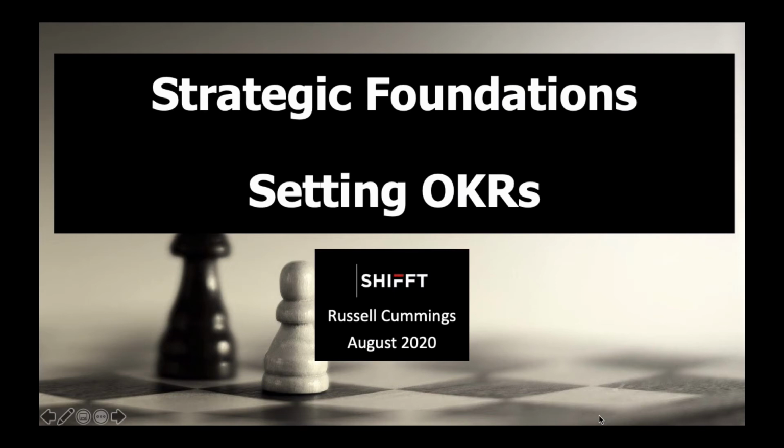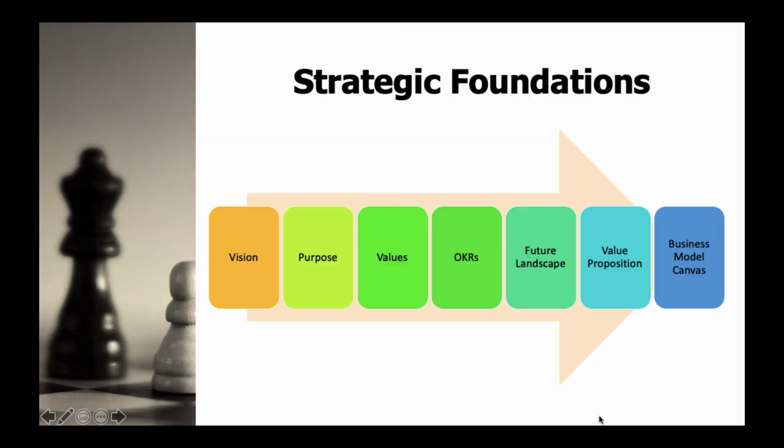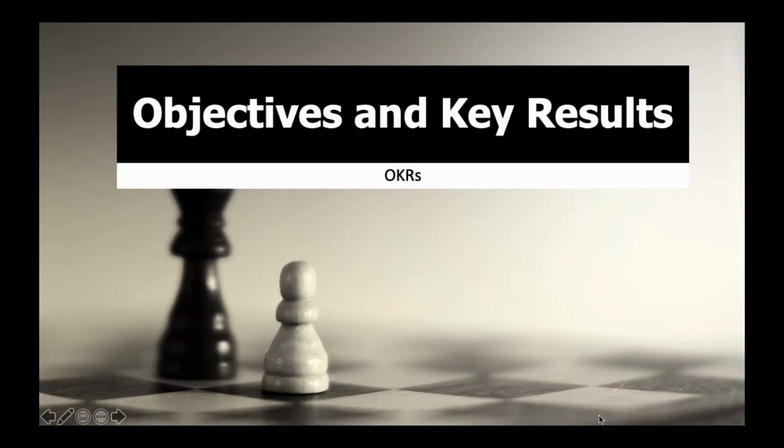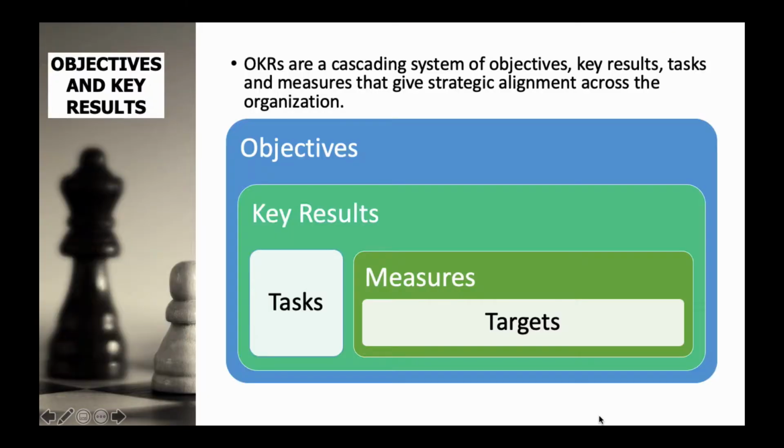OKRs, or objectives and key results, are a simple framework for setting key measurements for your business over the planning period. So let's just step through the simple methodology for that. You remember, as part of our strategic foundations, OKRs are one of the key areas we're going to focus on. So what's an OKR? As I said, it stands for objectives and key results.